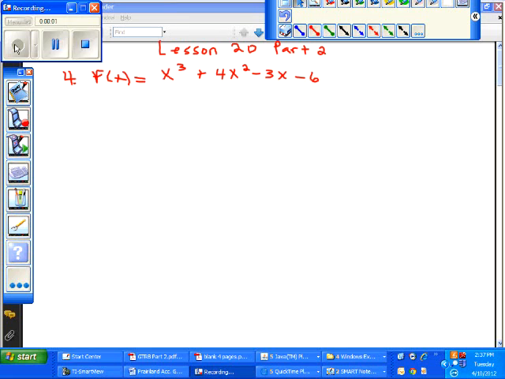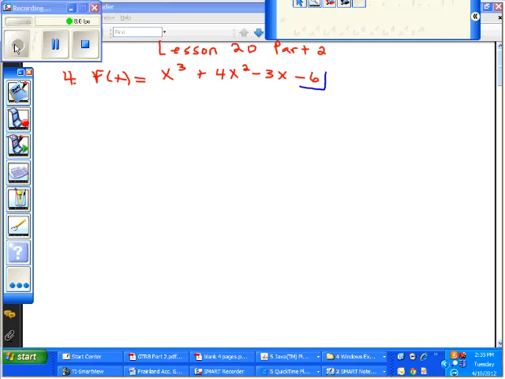We are going over the lesson 20 homework sheet. Question number 4. We have the function f of x is equal to x cubed plus 4x squared minus 3x minus 6. What we're going to do is use the rational root theorem to find possible rational roots.